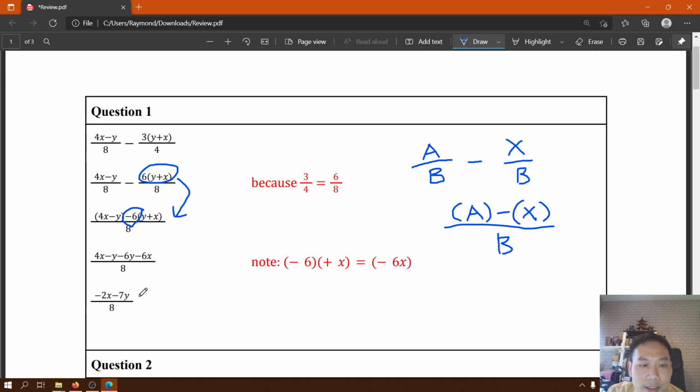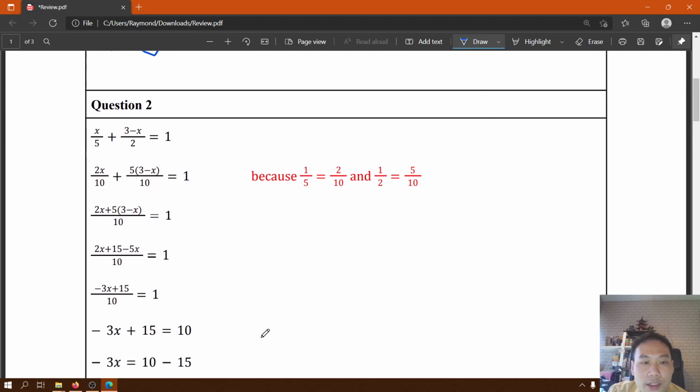Negative y minus 6y, negative 7y. So this is the solution. Okay, so that's the first question. Now moving on to the second question.